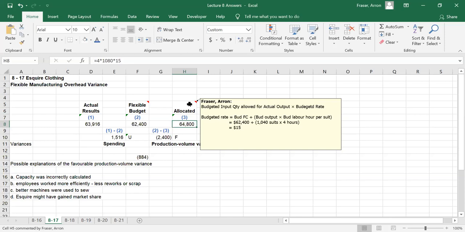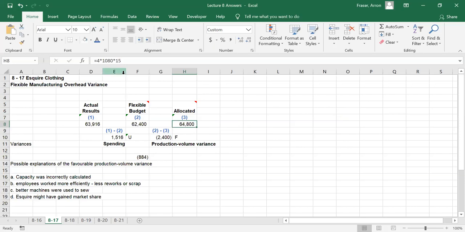So just to go back, to come up with the allocation cost, what you take is the budgeted fixed cost. The budgeted fixed cost is 62,400. And you know that the budgeted output was 1,040 suits, and you've also estimated that you'll take 4 hours per suit. So to get the budgeted rate, you just take that budgeted fixed cost of 62,400 and divide by the total hours to make the suits, which happens to be 4,160. And you'll end up with $15 as the allocation rate.